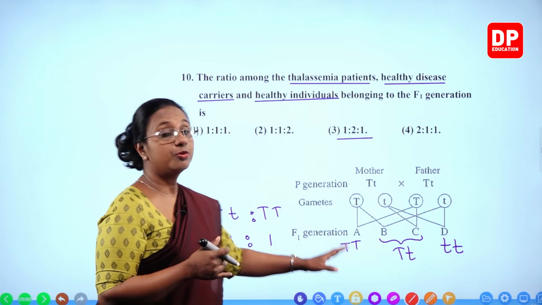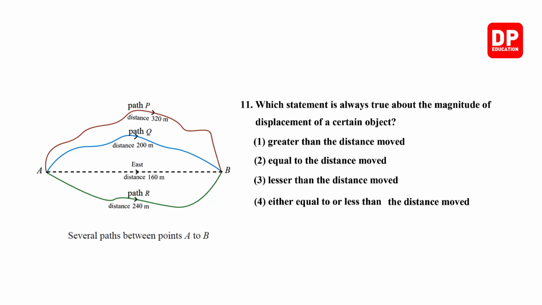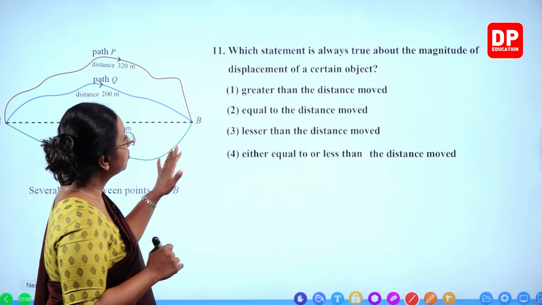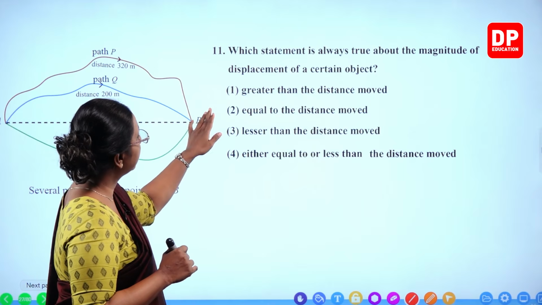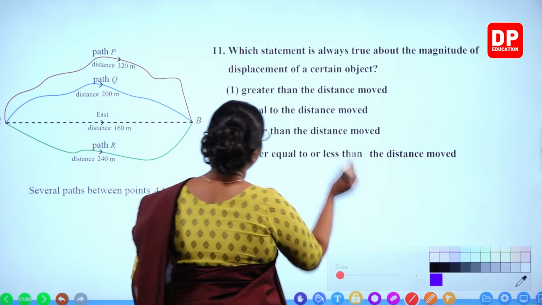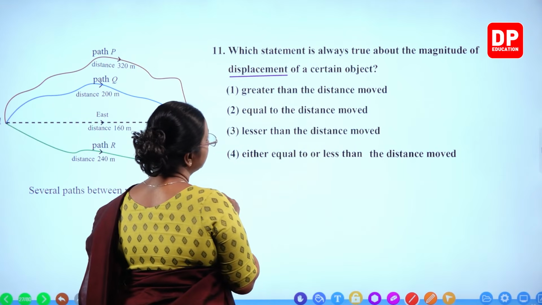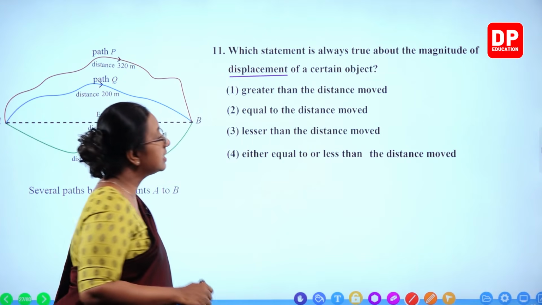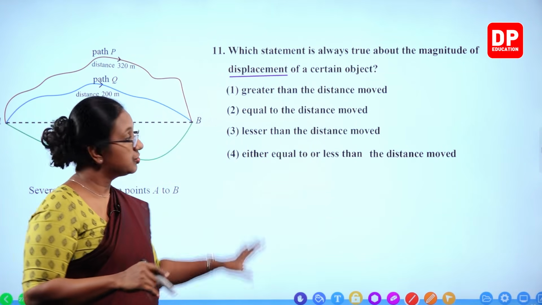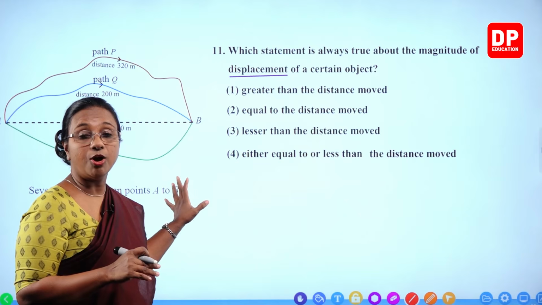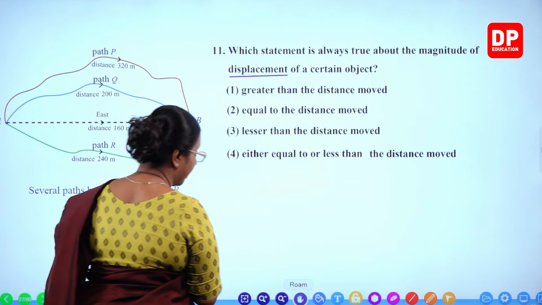Then I'll move on to the next question. Question number 11: which statement is always true about the magnitude of displacement of a certain object? Here they have mentioned displacement, but they have mentioned distance also. So first we'll try to recall what distance and displacement are.